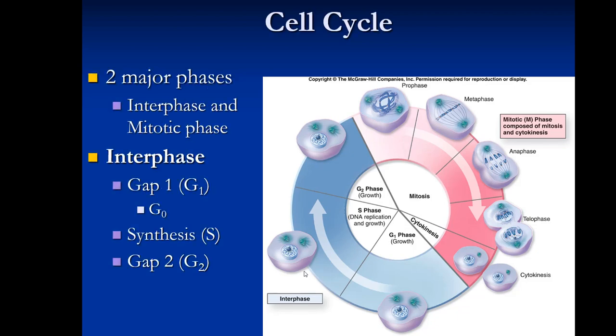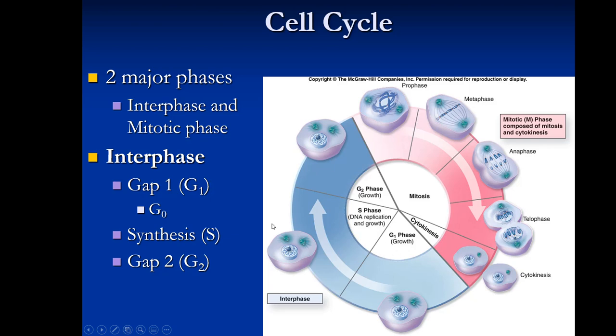So if we look at the cell cycle, there's two major phases going on. So from here to here is called interphase. And you can see that takes up a little bit more than half of the time. And the rest of this is called the mitotic phase, which consists of something called mitosis and cytokinesis. So interphase is relatively straightforward. There's three subcomponents, but not a whole lot's going on in interphase. So the phases of interphase are G1, S, G2.